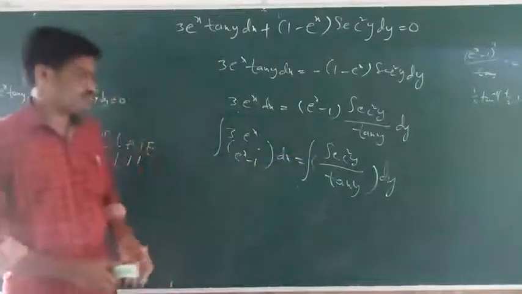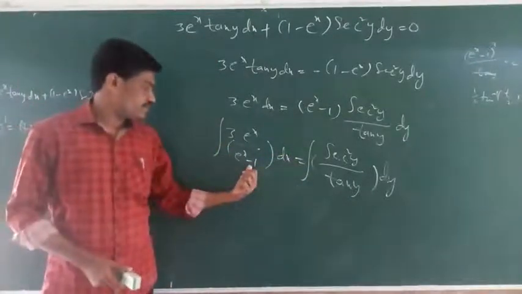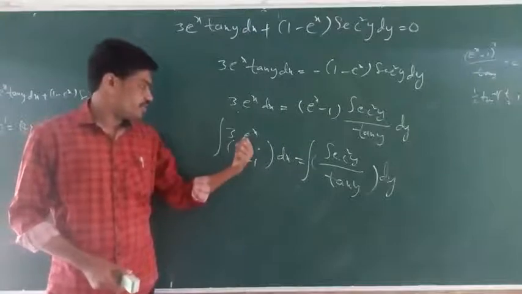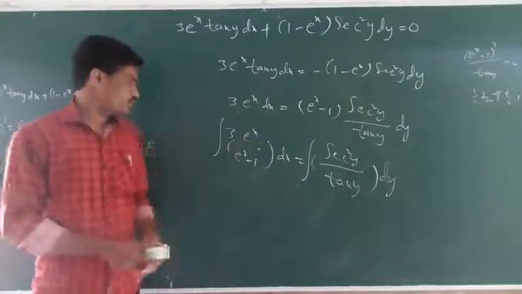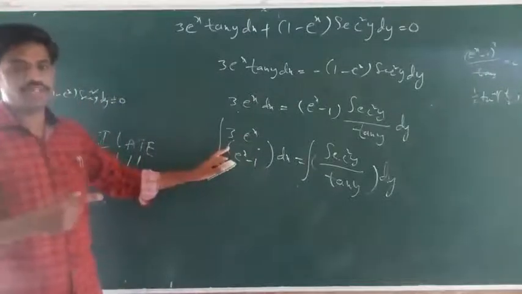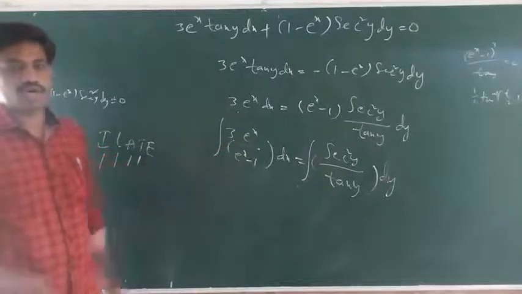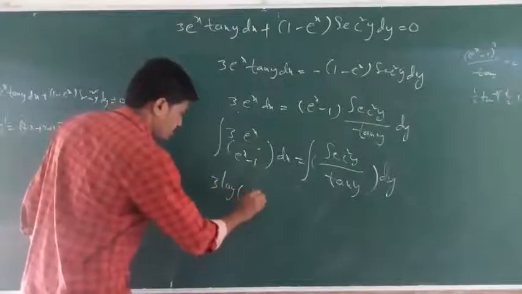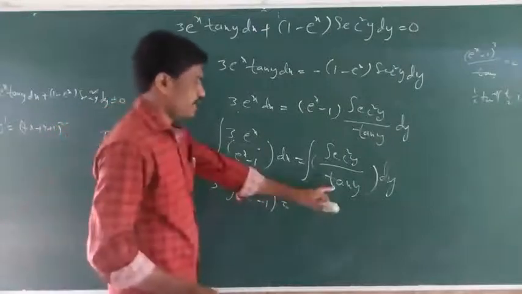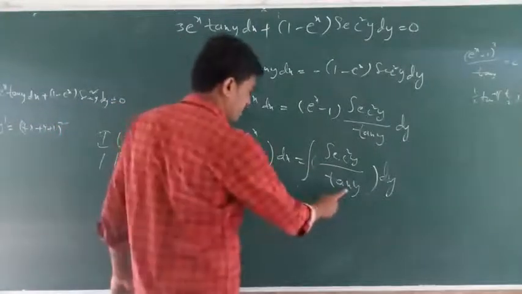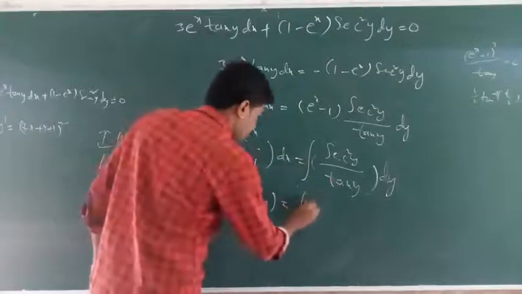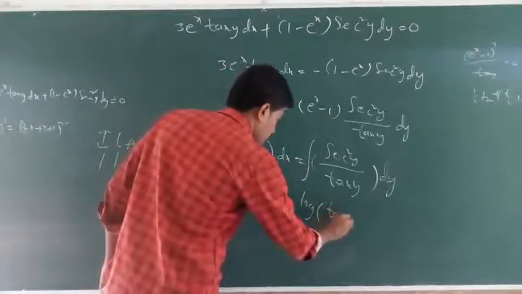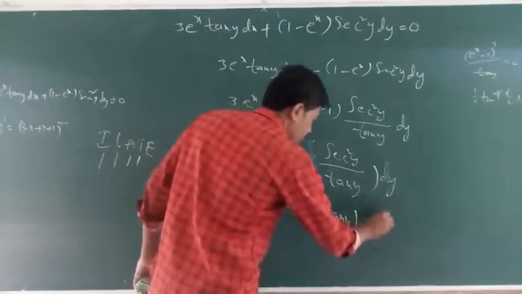So what is the process? For e^x − 1, the derivative is e^x, and the derivative of 1 is 0. So applying the formula, integration of f'(x) by f(x) dx is equal to log of f(x). So 3 is outside: log of (e^x − 1). The derivative of tan y is sec² y, so applying the formula, log of tan y, and the constant term log c.